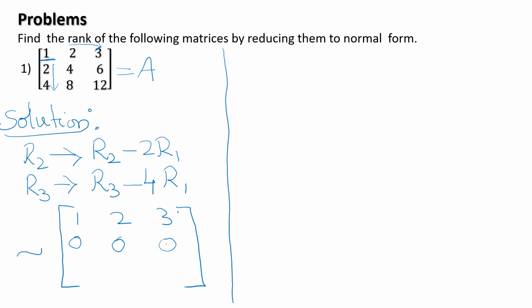So now come to the third row. For the third row, we multiply the first row elements by -4 and add to the third row elements. So 4 minus 4 into 1, 4 minus 4 is 0. 8 minus 4 into 2, 8 minus 8 is 0. Then 12 minus 4 into 3, 12 minus 12 is 0.